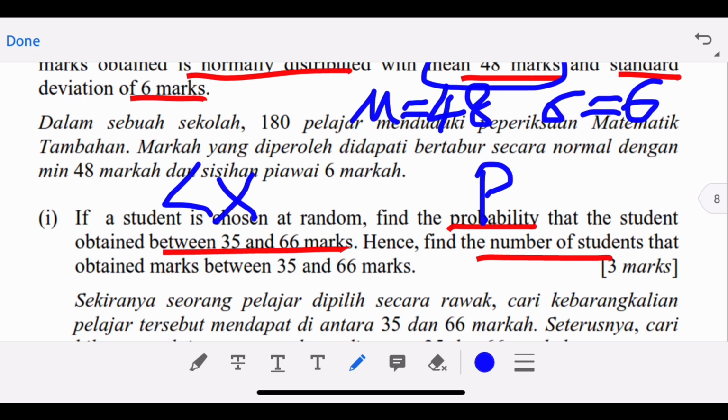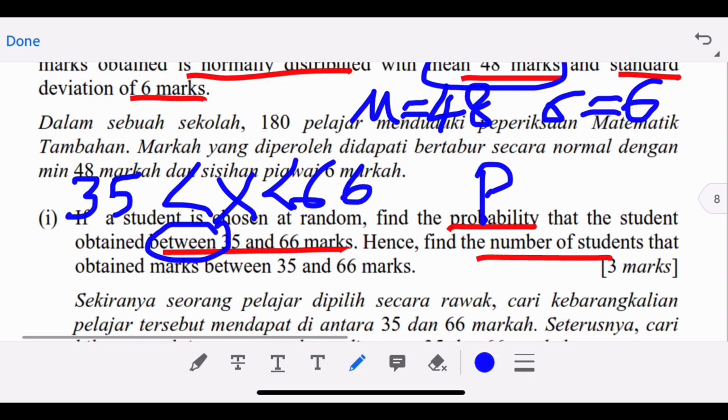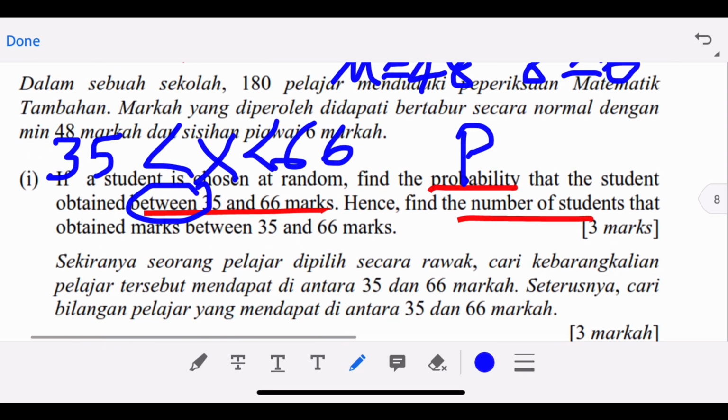That's how you write between. For between, you must put the X in the middle, then more than the smaller one, and less than the bigger one. That's how you write between. So between 35 and 66 marks. After you write that down, you can write in a sentence P with a bracket, 35, then X, and then 66. So we are going to find this probability for X more than 35 and less than 66. In short, we say between 35 and 66. That is how you write.